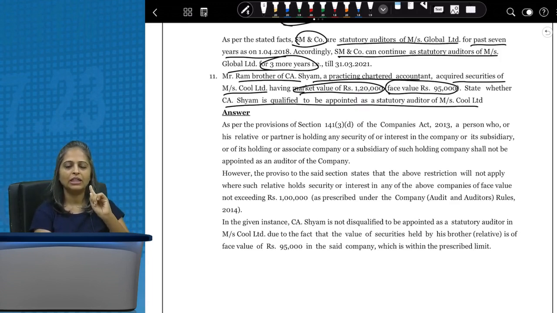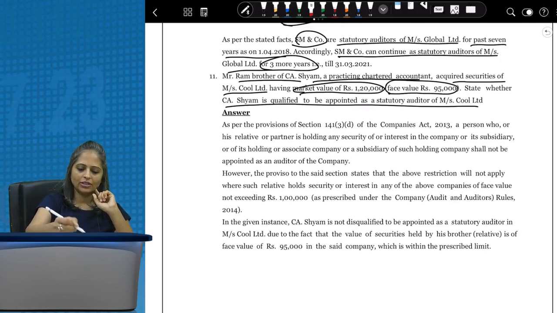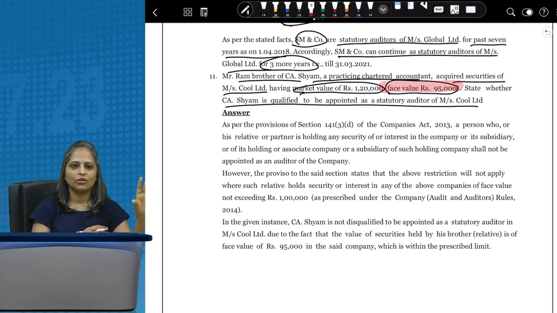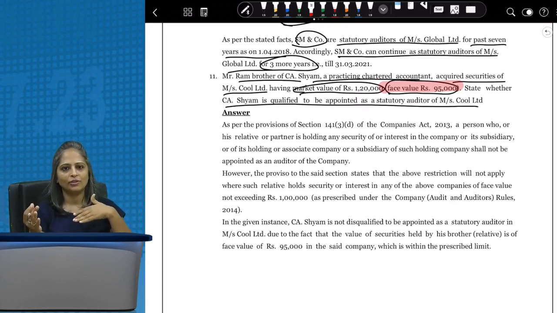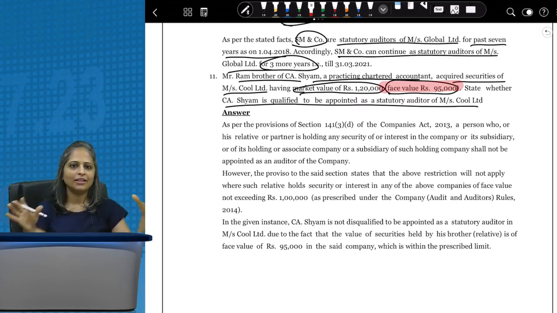Here it is very important to remember that while calculating how many shares are held, the figure you have to take into consideration is the face value of shares. The question will always give you the market value of shares to confuse you, but you don't have to look at the market value. The market value keeps on fluctuating. Someday it may be less than 95,000, someday it may be more than 1,50,000, and that is irrelevant. Market value is always irrelevant while calculating whether the statutory auditor can be appointed or not.